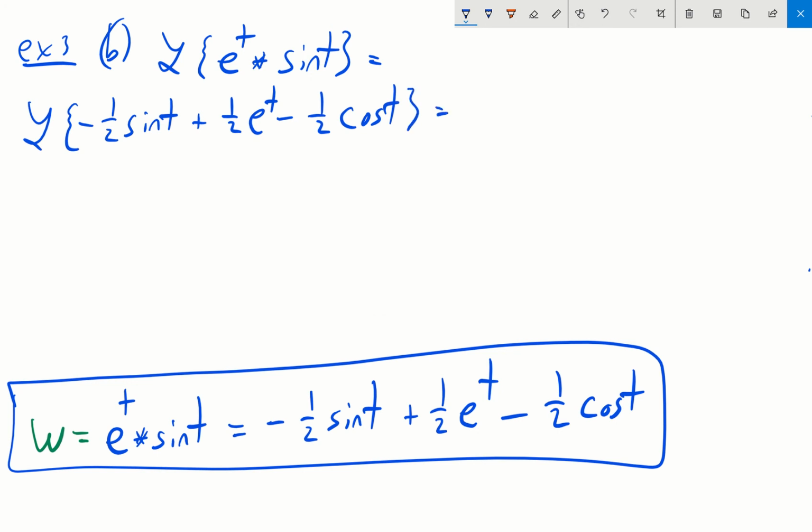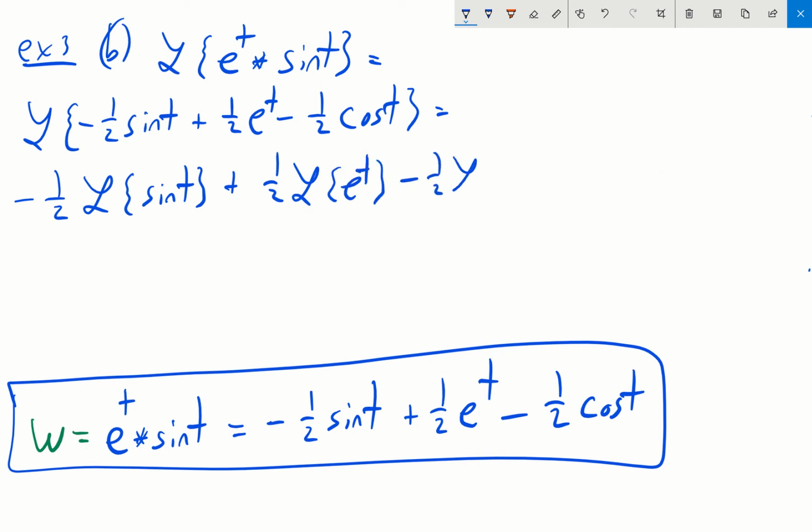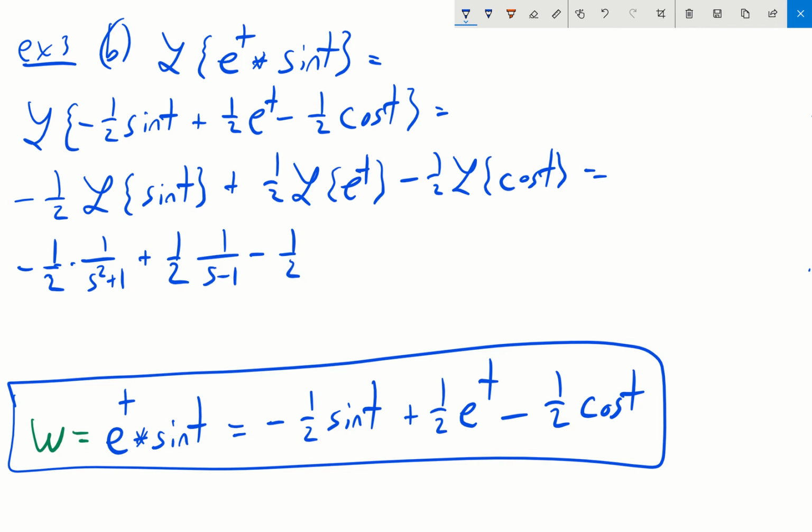And the Laplace transform is linear, so this is negative 1/2 times the Laplace transform of the sine of t plus 1/2 times the Laplace transform of e to the t minus 1/2 the Laplace transform of the cosine of t. This is going to be equal to negative 1/2. We know that the Laplace transform of the sine of t is 1 over s squared plus 1, plus 1/2 times the Laplace transform of e to the t, which is 1 over s minus 1, and then minus 1/2 the Laplace transform of the cosine of t, which is s divided by s squared plus 1.